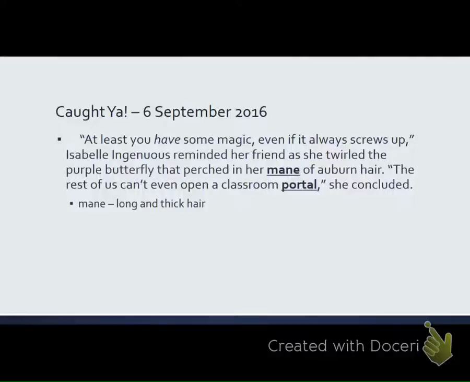Portal. Can't open a classroom portal. That one's a pretty easy one, okay? Portal in this case means a doorway or passageway. Alright, so that's the Kaya. Make sure that you are getting caught up with that. Remember, if you miss a day on Kaya, you are still responsible for it.